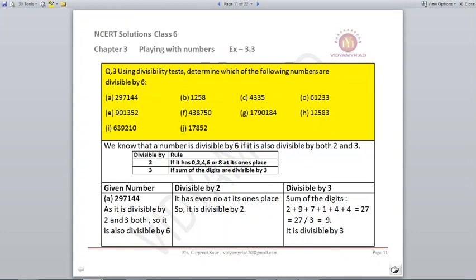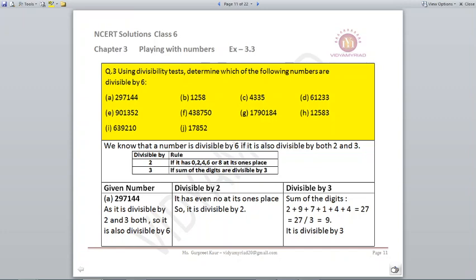Let's begin with the first one. Now the criteria for 2 is you just look at the ones place, or the units place. If it is an even number, the whole number will be divisible by 2. And if we add all the digits and their sum is divisible by 3, then in that case the whole number will be divisible by 3. Your remainder should be 0.